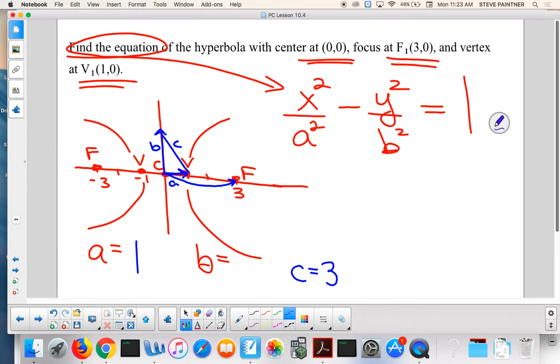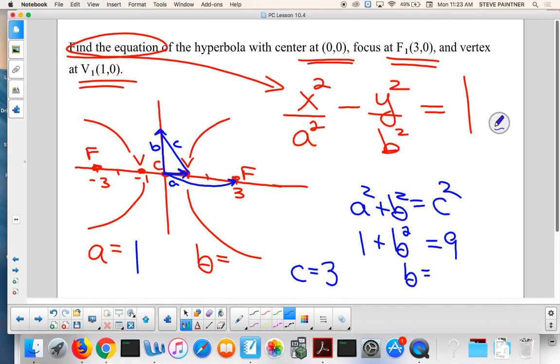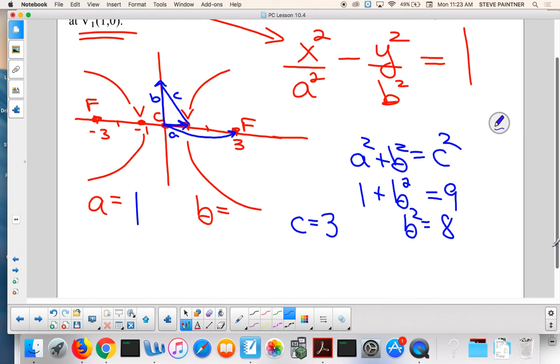So A squared plus B squared equals C squared. Since you know 3 squared is 9 and 1 squared is 1, B squared equals what? 8. Square root of 8. And B is what? Square root of 8. Okay. There we go. Good. Get your ABCs on paper, and then, what did it say?